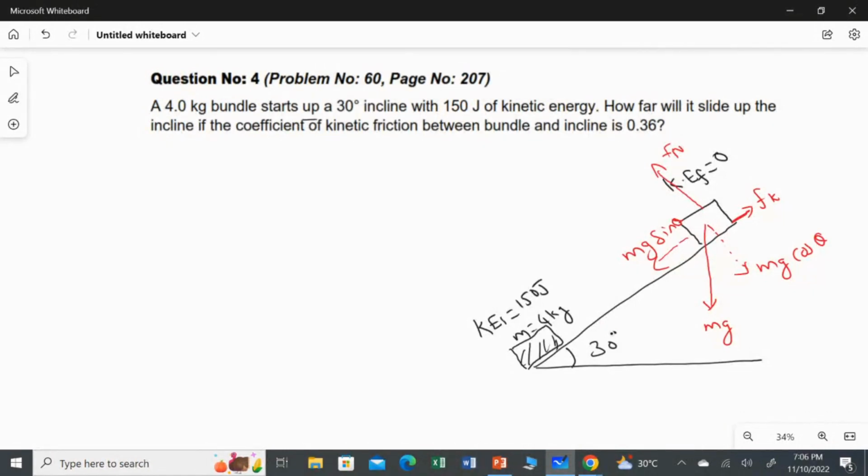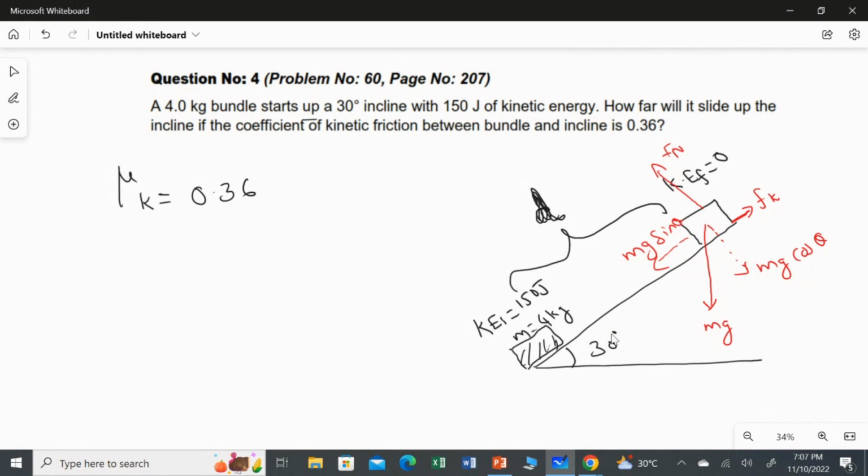So what they ask: the kinetic friction coefficient between the block and the incline is 0.36. That means they give the value of the coefficient of kinetic friction, mu k, which is unitless, am I right? We have to find how far it will slide. So from this initial position to the final position, how far this block will move. That means we have to find the distance. Clear? From this point to this point.